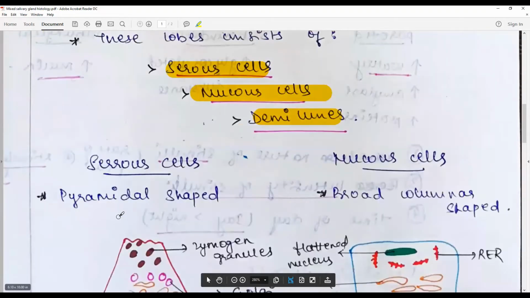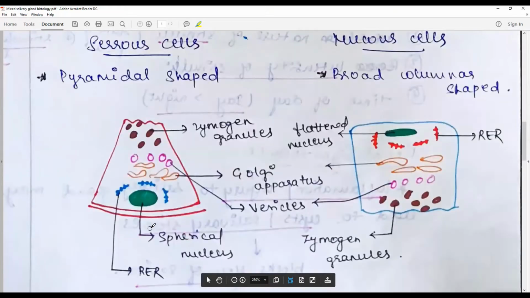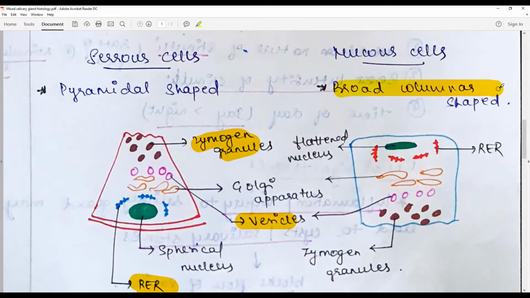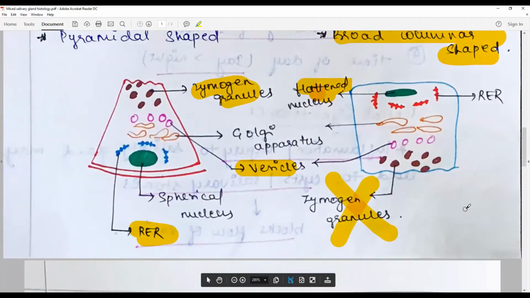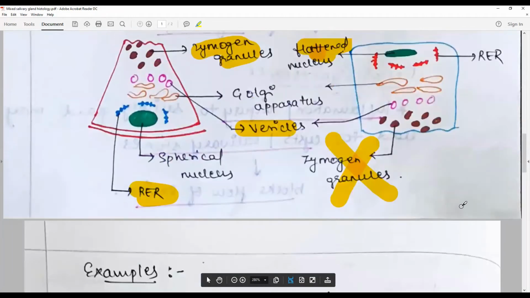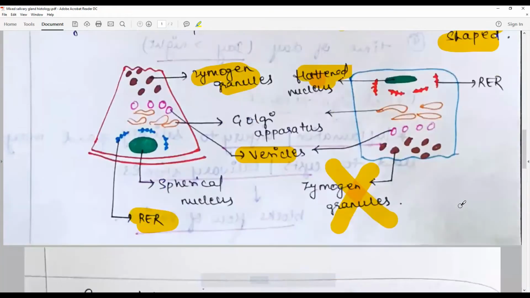The serous cells are pyramidal shaped, and their nucleus is spherical. A lot of organelles, specifically zymogen granules, the Golgi apparatus, rough endoplasmic reticulum, and numerous vesicles. Whereas mucous cells, you find broad columnar shaped, with a flattened nucleus, very close to the basement membrane. The nucleus is not along the basement membrane, but close to the basement membrane. And you have very few zymogen granules. Literally, no zymogen granules are visible, but there are granules.